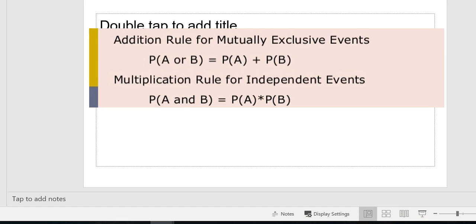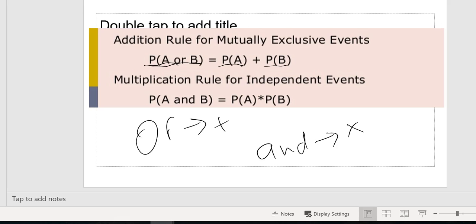So the rules are this, and this is what you're going to see. This says the probability of event A or B happening is the probability of A plus the probability of B. So an OR problem means to add. An AND problem means to multiply. That's what you've got to remember about this. That's the key information.